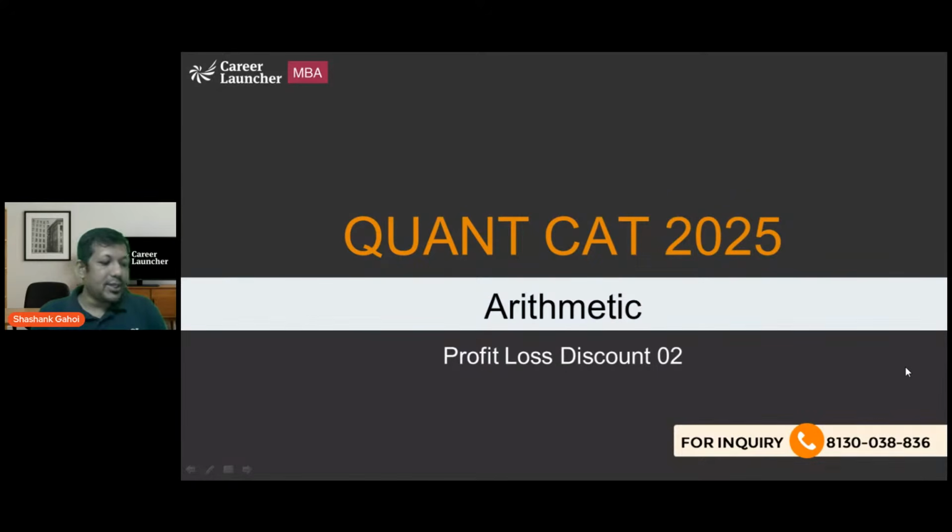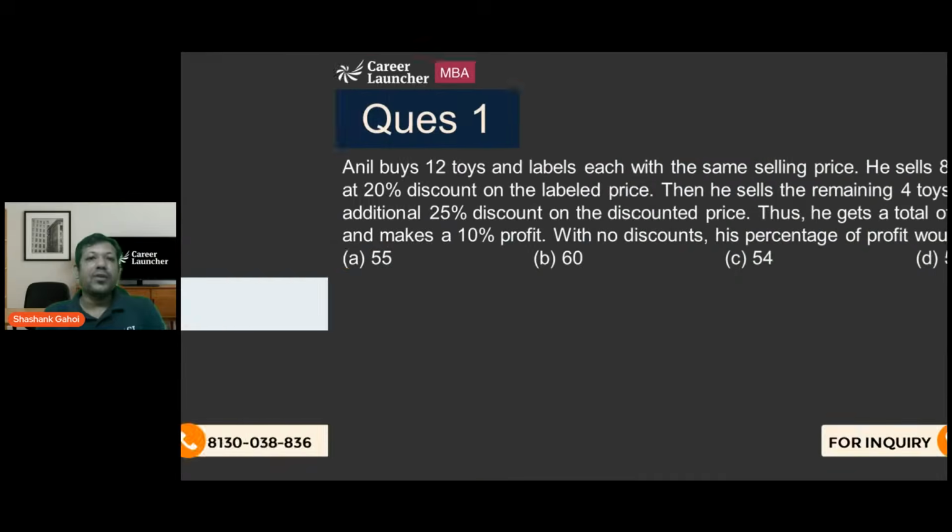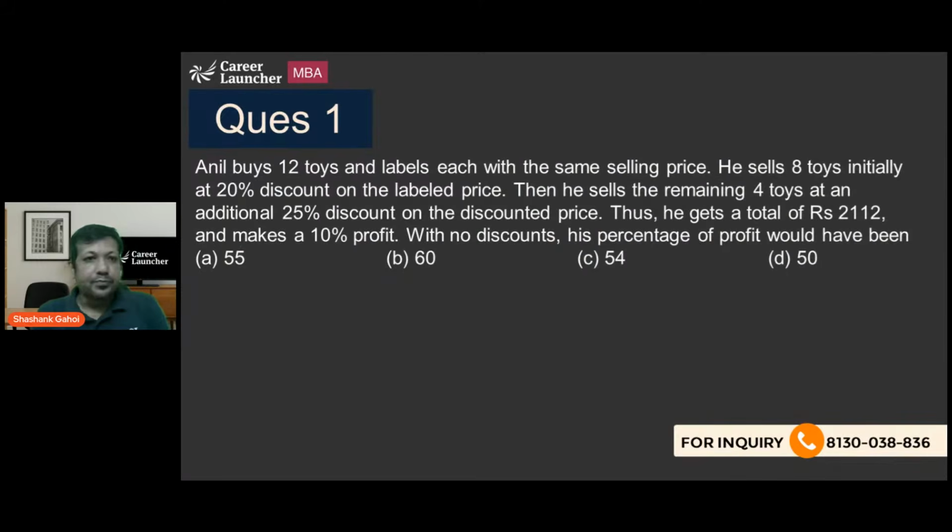Today's agenda is Arithmetic, and today we are going to talk about profit and loss. This is the second session of profit and loss. We have already covered one session, so today we are going to take a different variety of questions and see what kind of questions we have got in CAT. Okay, now let's start with the first question.